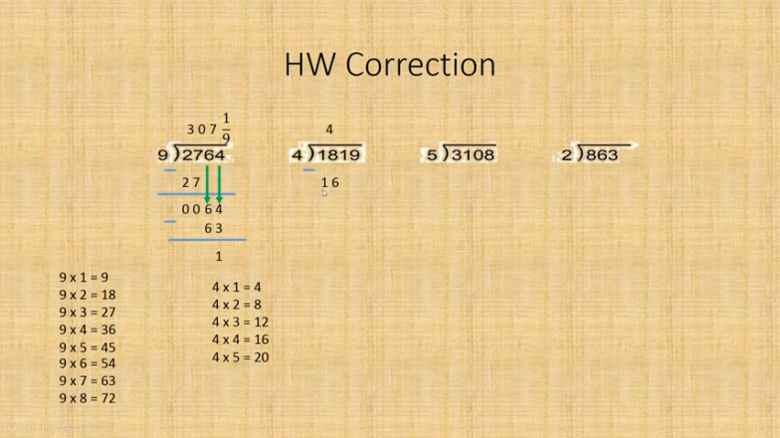And after that, subtract. 8 minus 6 is going to be equal to 2, and 1 minus 1 is going to be equal to 0. And then bring down the next digit, which is 1. So 21 here divided by 4. I'm searching for 21 here. There is no 21 here.